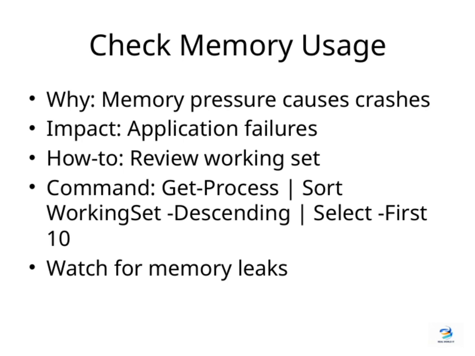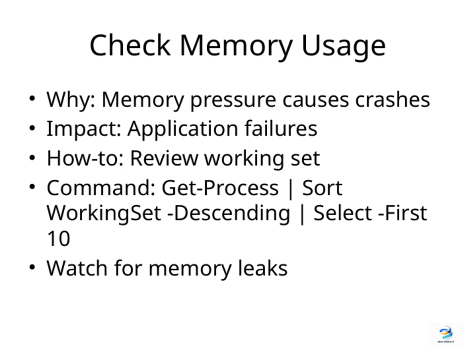Now, how do we do that? A good starting point is reviewing the application's working set. This tells us how much memory a process is actively using at any given time. To do this efficiently, we can run a simple PowerShell command, Get-Process, then sort the processes by their working set size in descending order, and select the top 10. This helps us quickly identify which processes are consuming the most memory.